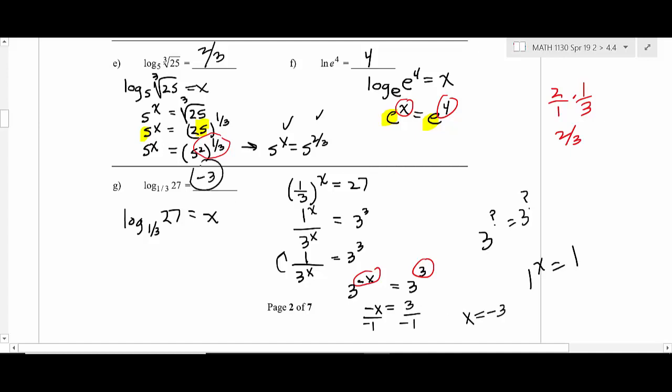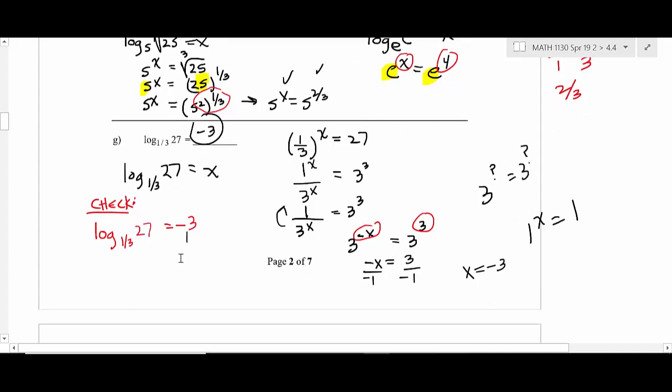Okay? All right. I'm going to check this one. I think that's worth doing. I mean, if students would take the time to do this on these problems, they would ultimately, to me, understand logarithms better. So what I'm going to do is just take the problem, log base 1/3 of 27 equals -3.